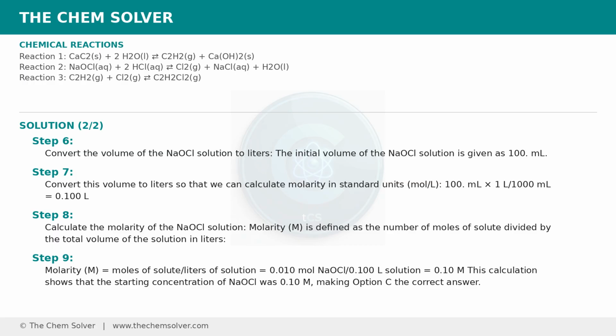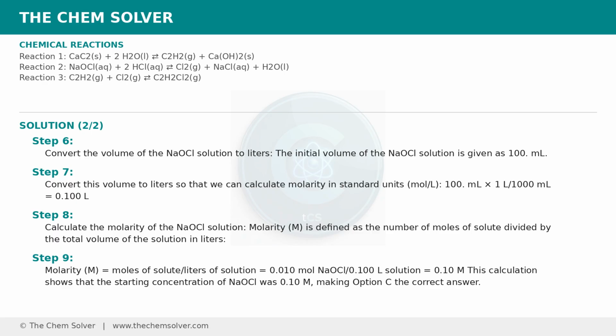Calculate the molarity of the NaOCl solution. Molarity, M, is defined as the number of moles of solute divided by the total volume of the solution in liters. M = moles of solute / liters of solution = 0.010 moles NaOCl / 0.100 liters solution = 0.10 molar.